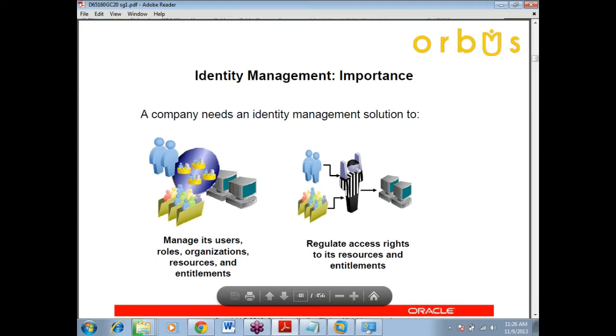that is, who should use what, and under what conditions. For example, a DBA should only be allowed to use the database server, or an HR manager should only be allowed to access the HR resources. So it regulates the access rights to its resources.